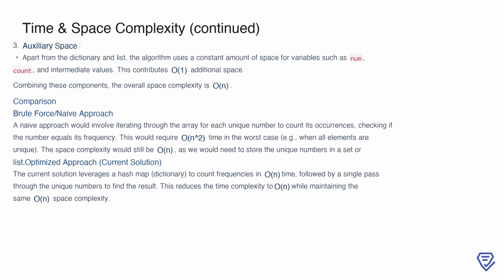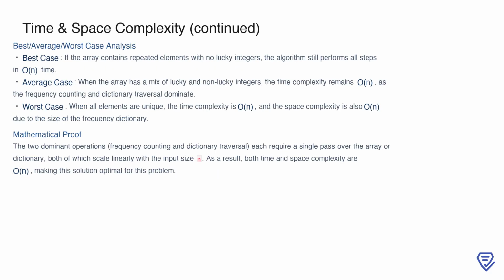This makes it significantly more efficient. Now, let's analyze the algorithm across different cases. In the best-case scenario, where the array contains repeated elements but no lucky integers, all steps of the algorithm still execute in O(n) time. For the average case, when the array has a mix of lucky and non-lucky integers, the time complexity remains O(n), as frequency counting and dictionary traversal dominate the runtime.